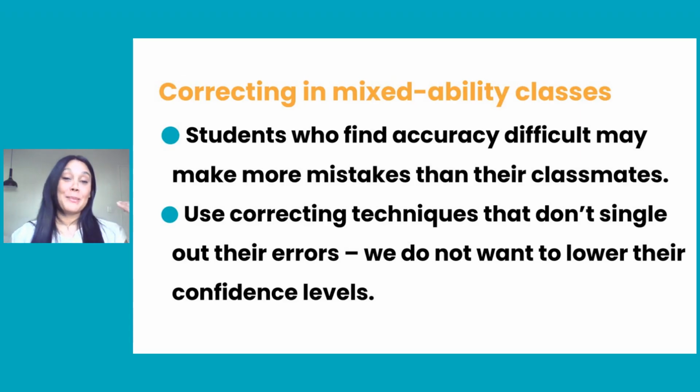Now, if we've got to be careful with this in a class where everybody is just pretty much on the same level, imagine how much more careful we have to be if our students are at different levels, right? Or have different abilities or different strengths. So you might find that the students who find accuracy difficult, they might make more mistakes. And it's better not to single out these mistakes, as this really can break your students' confidence and demotivate them.